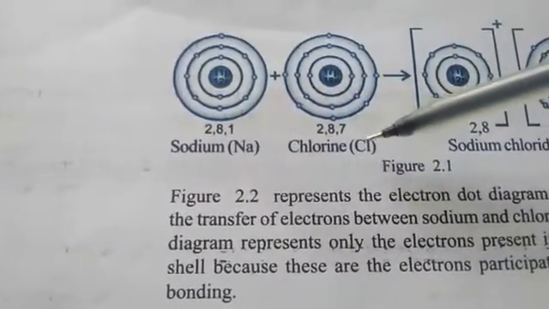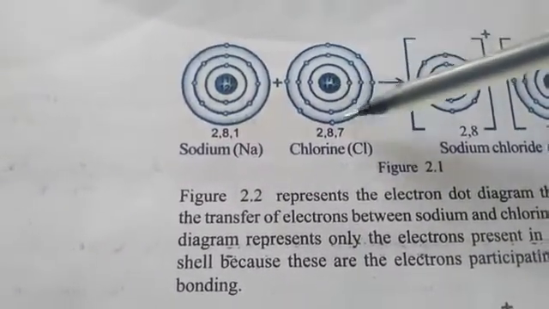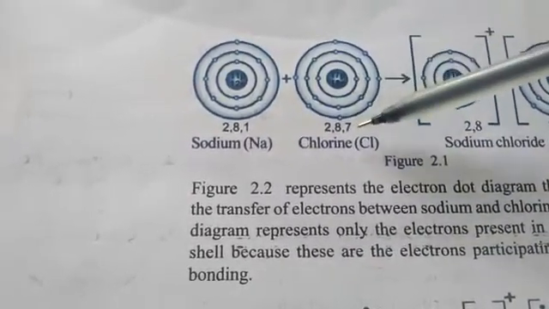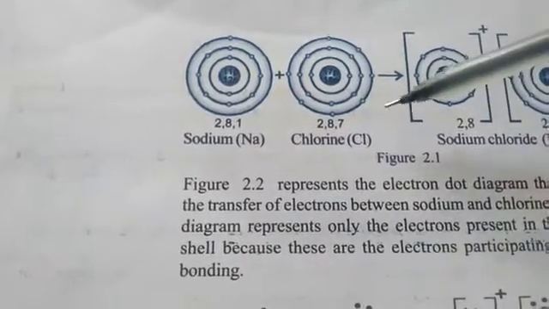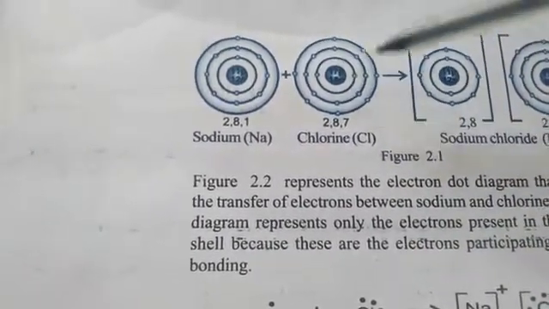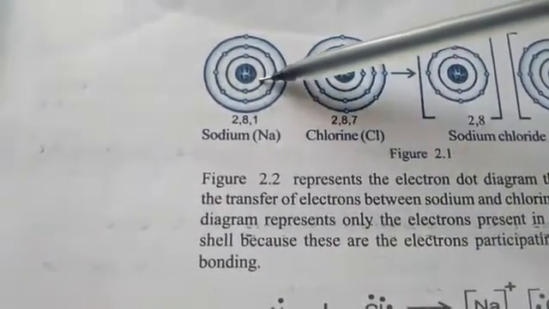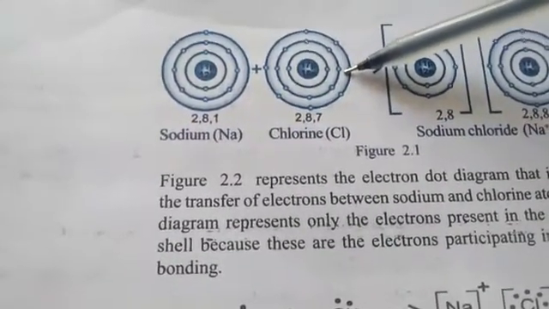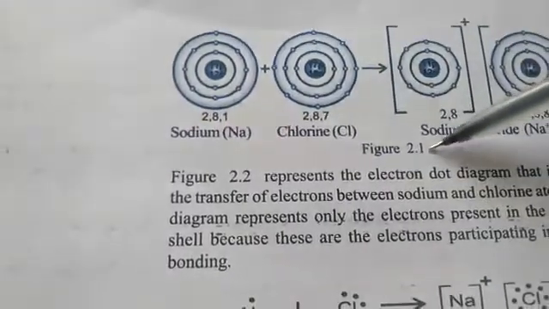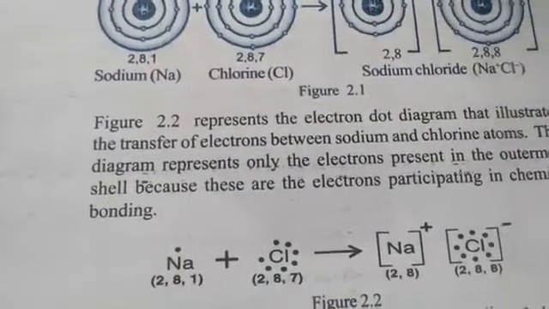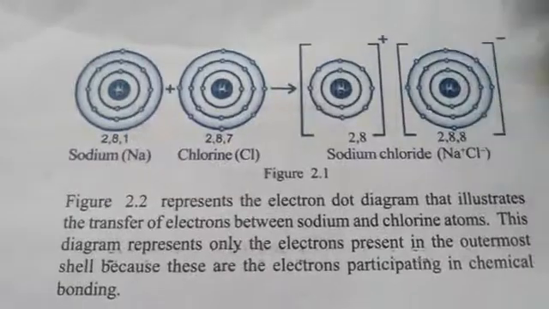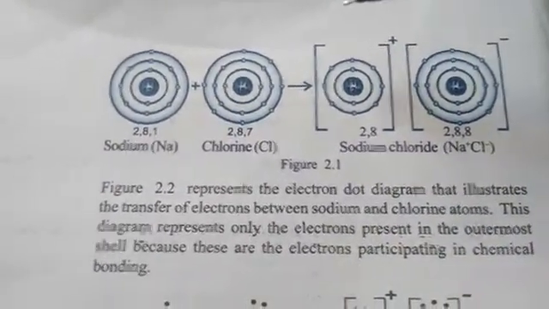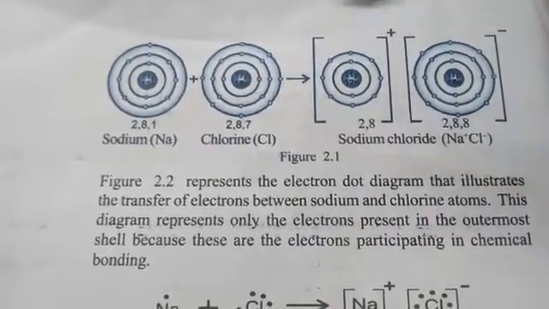So it has only 1 electron in its outermost shell. And see this one, chlorine. Chlorine has the electronic configuration 2, 8, 7. It needs 1 more electron to complete the octet. So in order to attain stability, sodium transfers 1 electron to this chlorine atom and forms the sodium chloride compound, and both elements attain stability. Is it clear? So ionic bonding is the transfer of electrons, and the compound is formed.